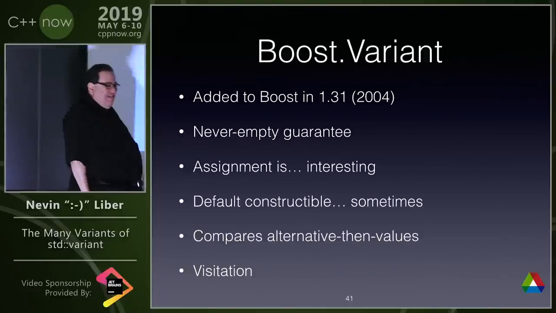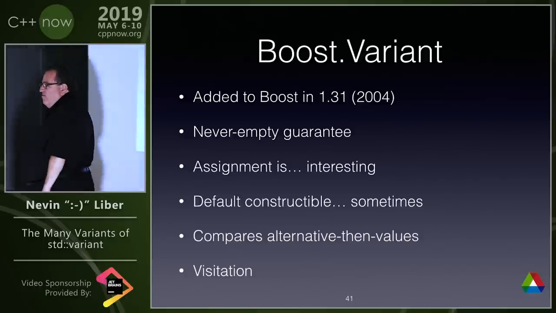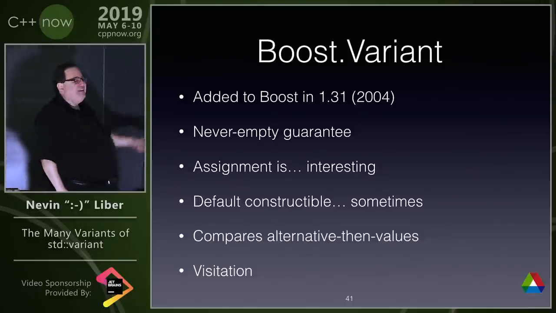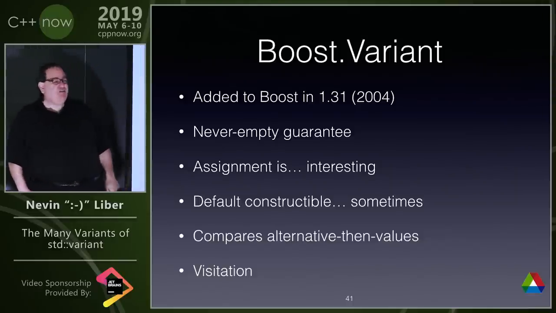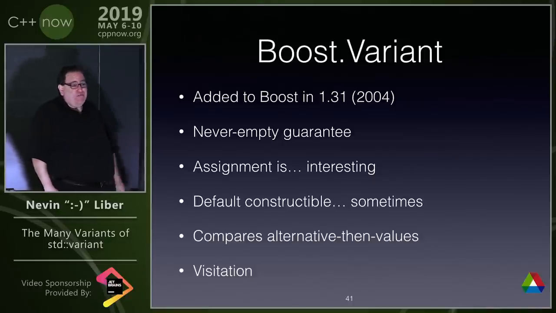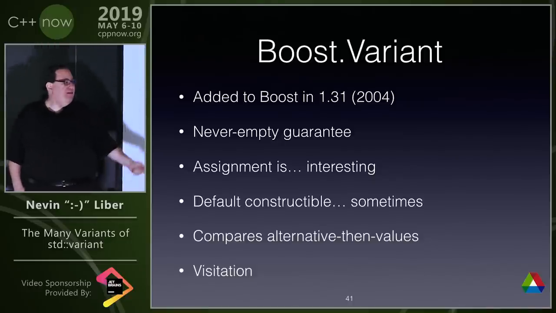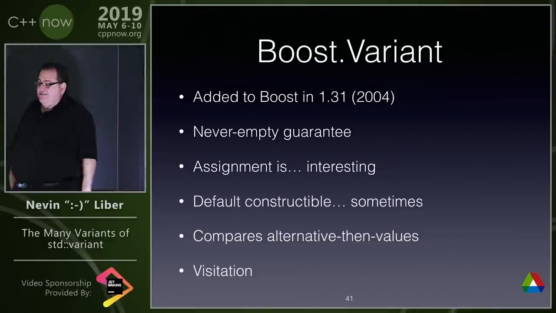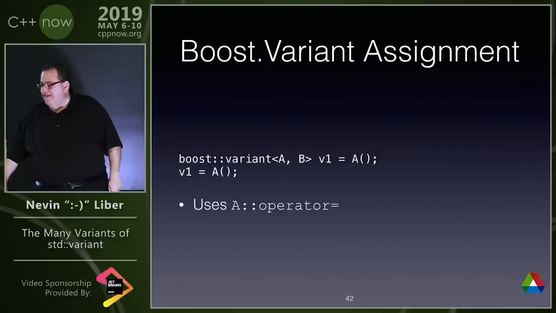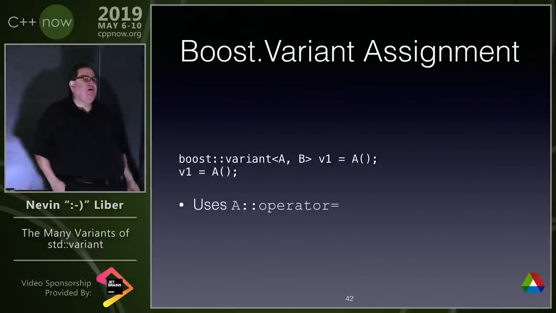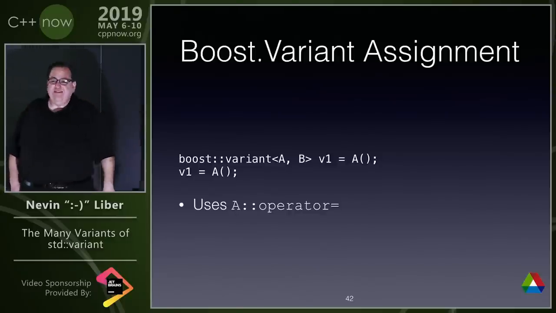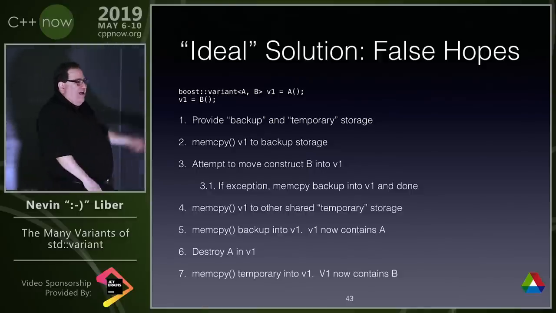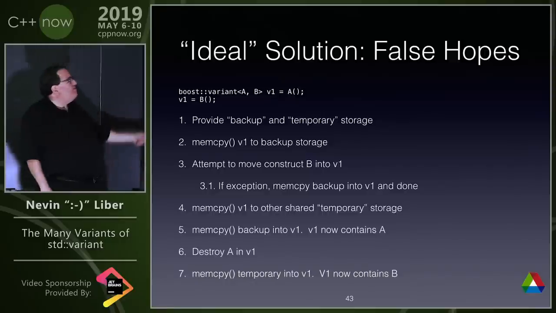So way back in history, right? Around 2004 is when Boost variant showed up. It did have the never empty guarantee. Assignment is interesting, I will go into it. Default constructible, sometimes. It depends on what types it's holding. It does compare alternatives and values, and it does use visitation. So just the normal homogeneous assignment just uses A's operator equals. And then, I wasn't really involved with this, but if it's on Boost's web page, basically.